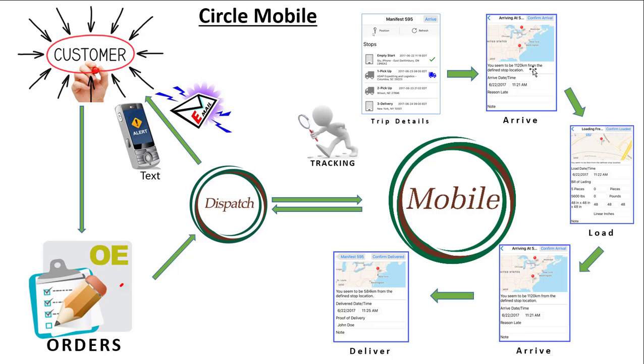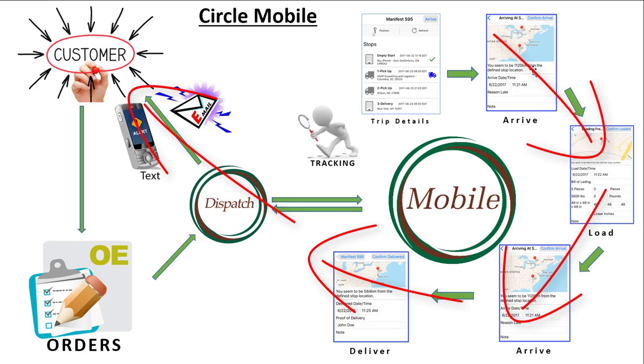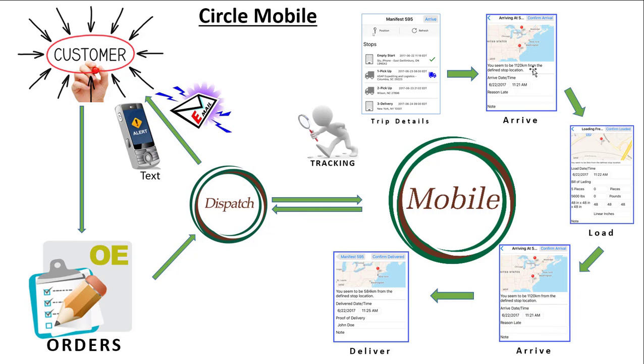In summary, the Circle Mobile application provides the driver with all the information they need to complete all the pickup and delivery stops on their assigned manifest. As they execute each event, the information automatically updates the dispatch system, which can automatically flow information back to the customer. While the driver is on a manifest, the Circle Mobile app tracks the driver as they move.